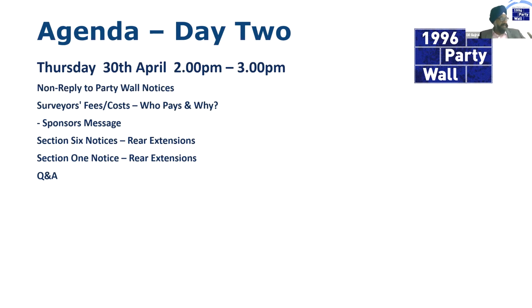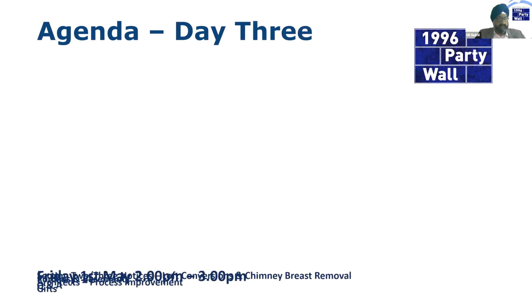The last 2 sections on day 2 will be section 6. This applies to rear extensions, and section 1 of the Act. It sometimes applies to rear extensions, but this is the most useful part of the Party Wall Act, in that it gives building owners rights to go on adjoining owners' land. So that's very important. And again, it's one of these things that's misunderstood, and it can be very useful when doing developments. Again, we'll have a question and answer section.